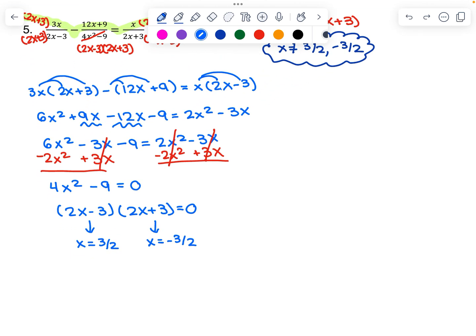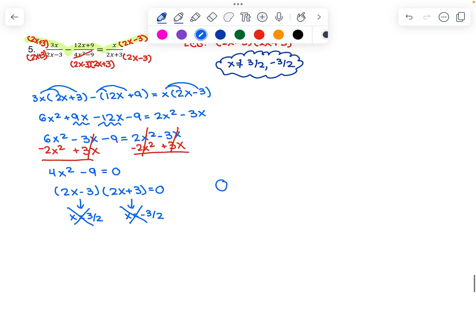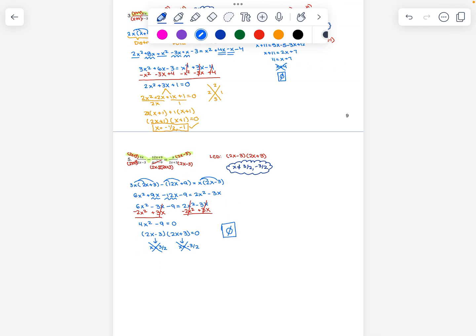Sometimes only one solution is thrown out, but sometimes you can have two solutions thrown out. Both of these do not work, so your answer again here is no solution. Hopefully you got that as well.